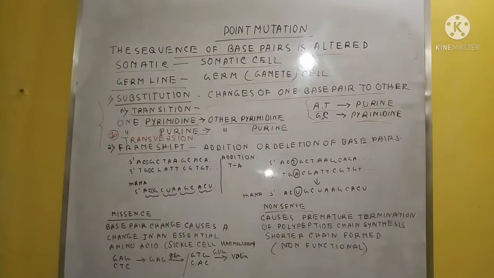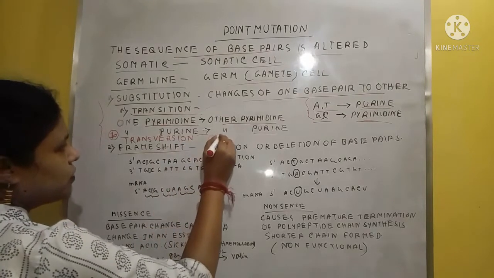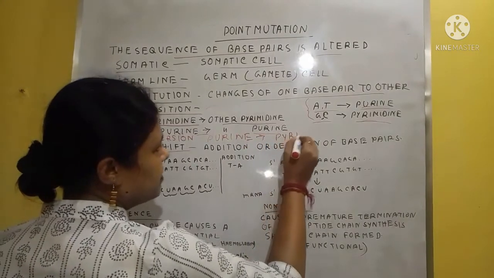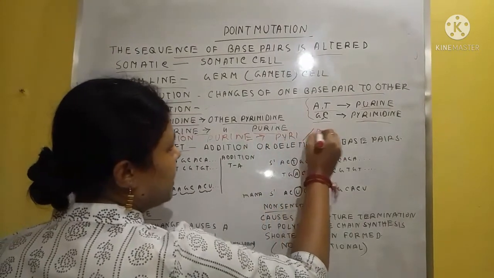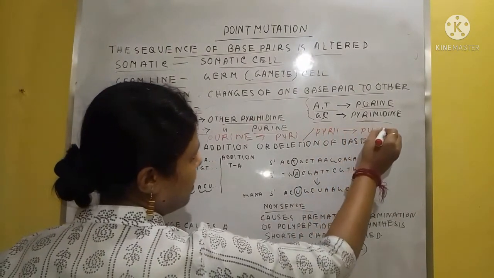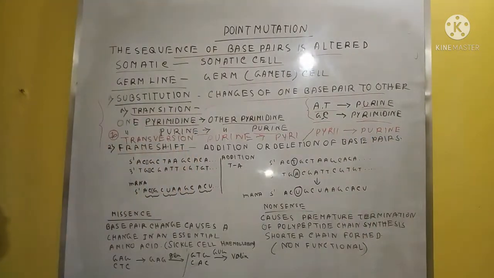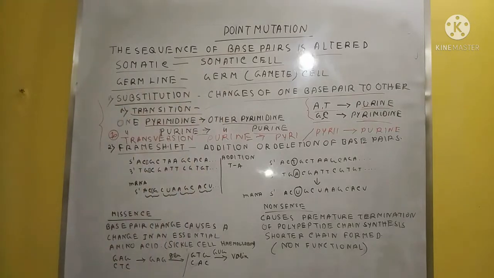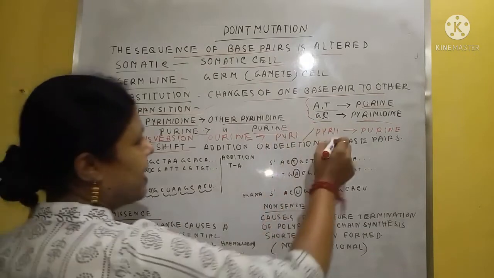But in the case of the transversion, here the purine changes to pyrimidine, or pyrimidine to purine. Clear? This is the transversion. So this is the substitution process. In the substitution process, we find that two kinds of mutation are possible. One is the transition, another is the transversion. Transition means pyrimidine to pyrimidine or purine to purine, but in the case of transversion this is altered. That means purine to pyrimidine or pyrimidine to purine.